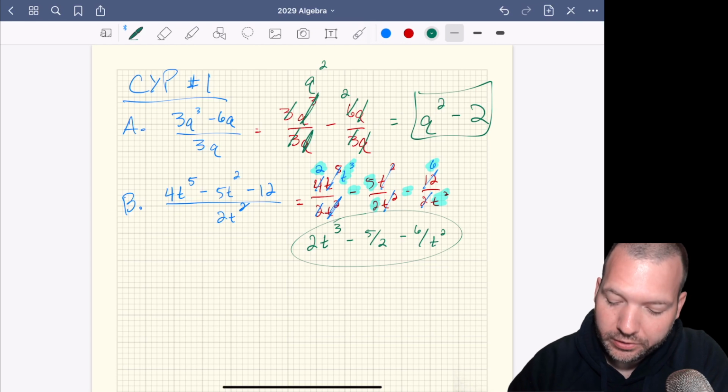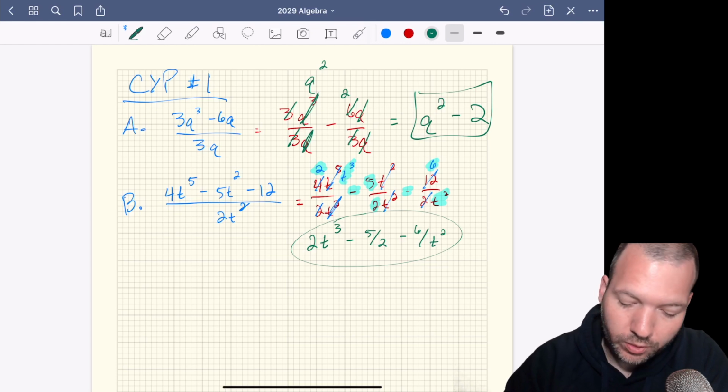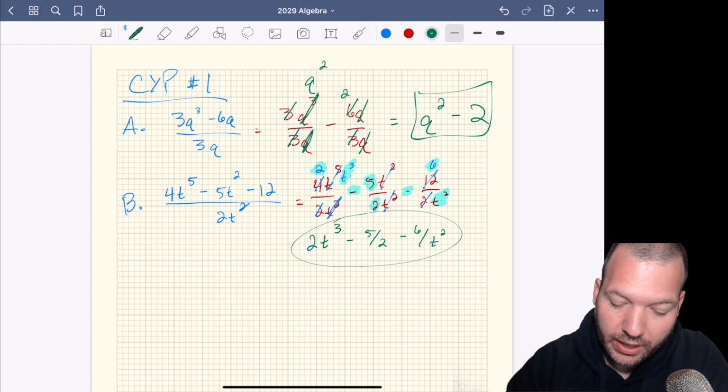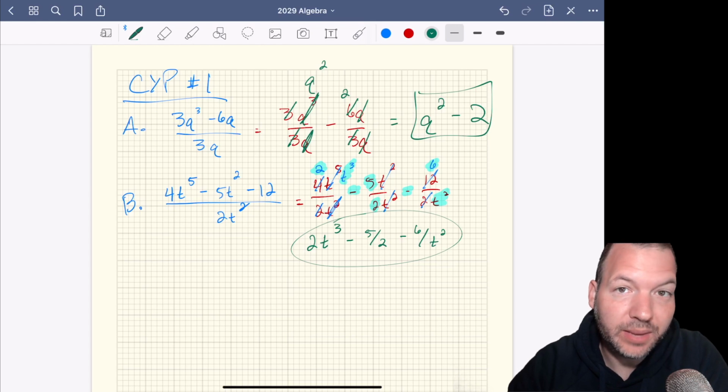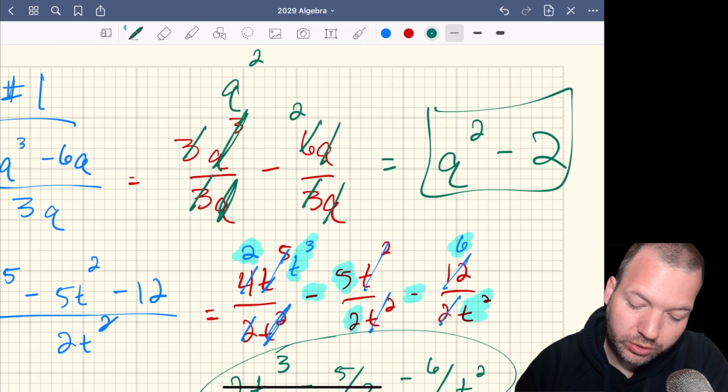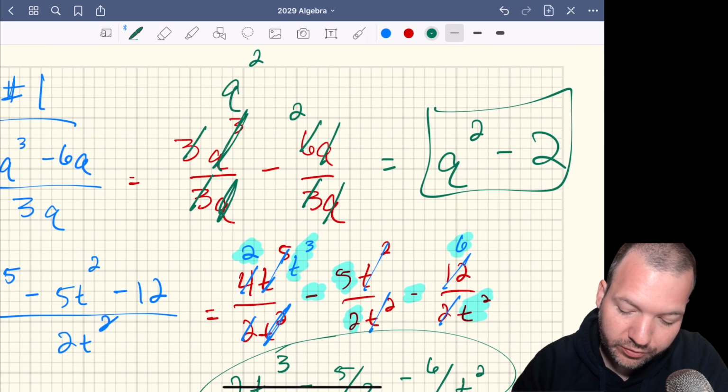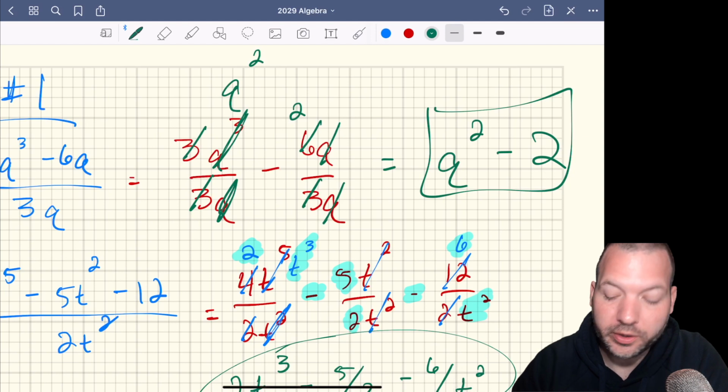All right, so there you have it. Those are my answers for Check Your Progress 1A and 1B. 1A, we split it up into 2 separate fractions. Those separate fractions we can cancel some common factors out of. A q squared and the 3 come out of the first fraction. A q and a 3 come out of the second fraction. And so it leaves us with the expression q squared minus 2.